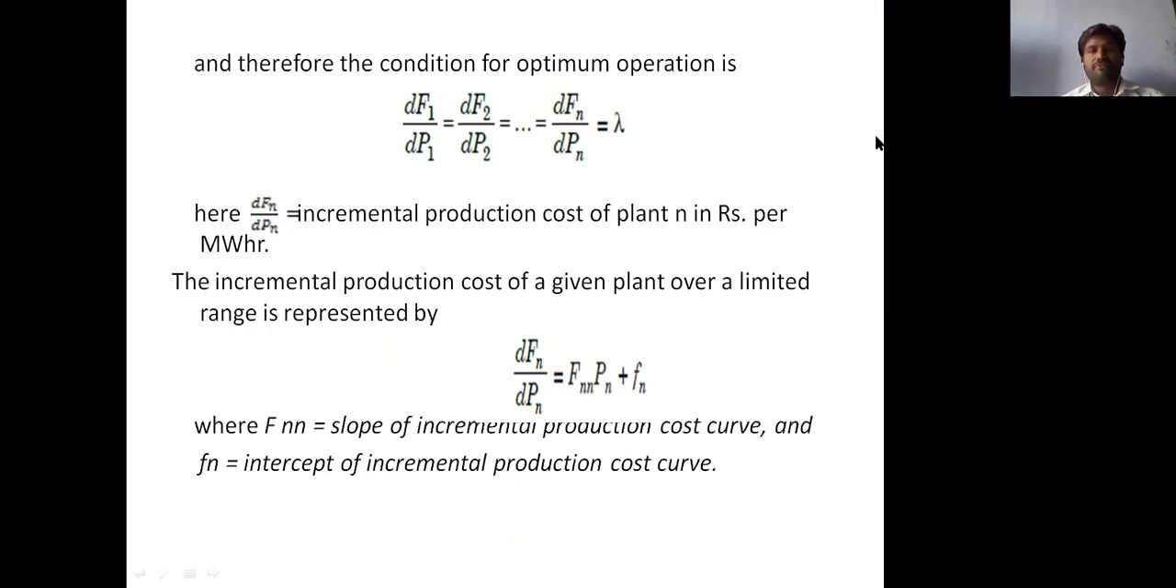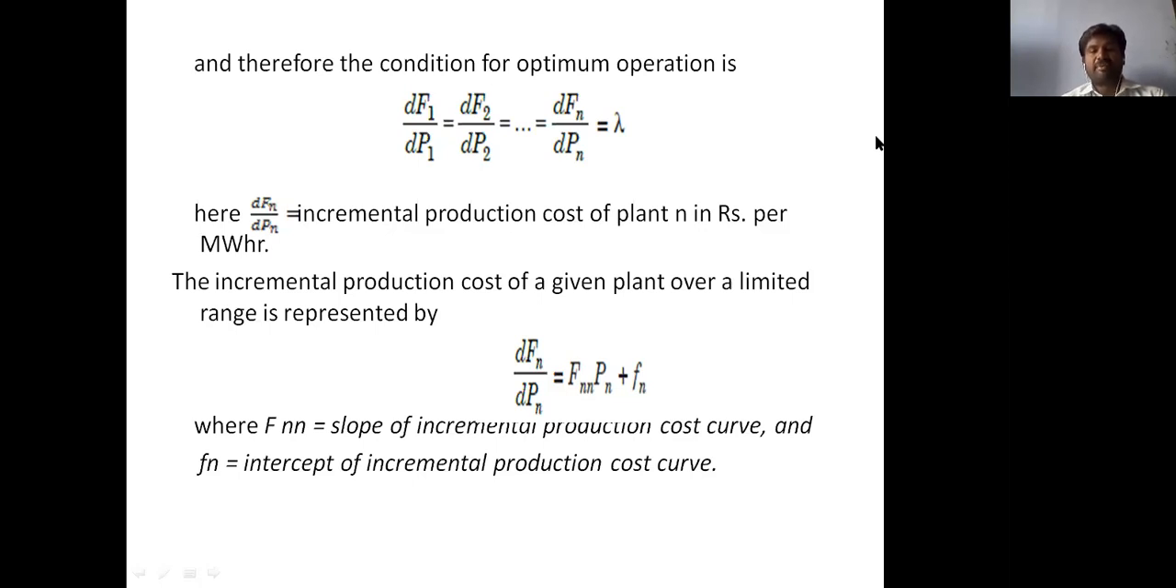Therefore, the condition for optimum generation is dF1 by dP1 equal to dF2 by dP2 and so on up to dFn by dPn equal to lambda. Here dFn by dPn is the incremental production cost of plant n in rupees per megawatt hour. So the incremental production cost of a given plant over a limited range is represented by dFn by dPn equal to Fnn Pn plus Fn.